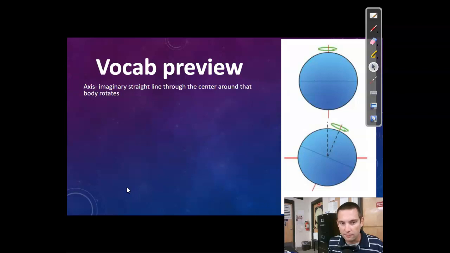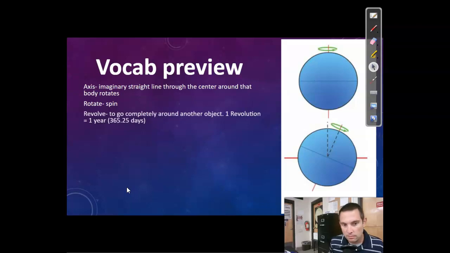the center that the body rotates about. Rotate just means to spin. Revolve means to go around completely. So if you're revolving around another object, you go completely around another object. For Earth, revolving around the sun, one revolution is equal to 1 year or 365.25 days.